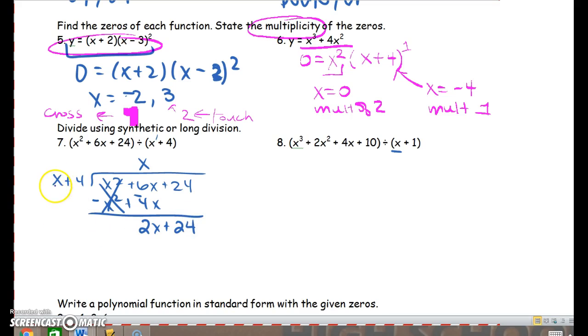Then we ask ourselves, what do we multiply x by to get 2x? And that would be 2. Then we multiply. So we get 2x plus 8. And then we subtract. Those cancel and we get 16. So there's your remainder of 16 again.